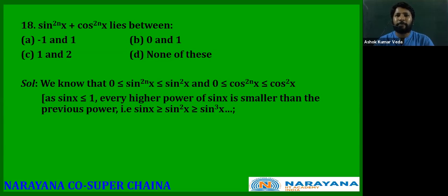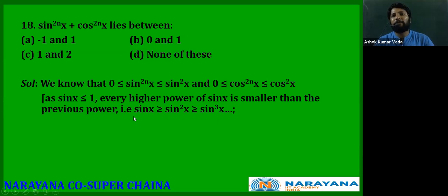Which means if I take sine x to be positive, then every higher power of sine x is smaller than the previous power. Correct? Which means I can say sine x is greater than or equal to sine square x is greater than or equal to sine cube x, and so on. In this, the assumption is that sine x is positive, right?